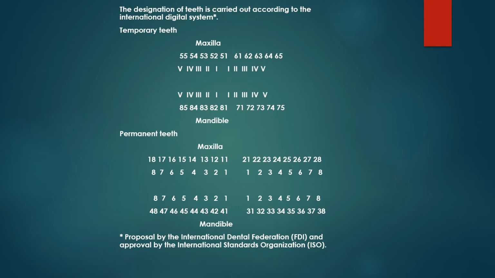The designation of teeth is carried out according to the International Digital System. So, in permanent and temporary teeth, there are different designations of teeth. When we talk about the temporary teeth, the maxilla is divided into two parts, and the mandible is divided into two parts as well. So, all of the mouth is divided into 4 parts.